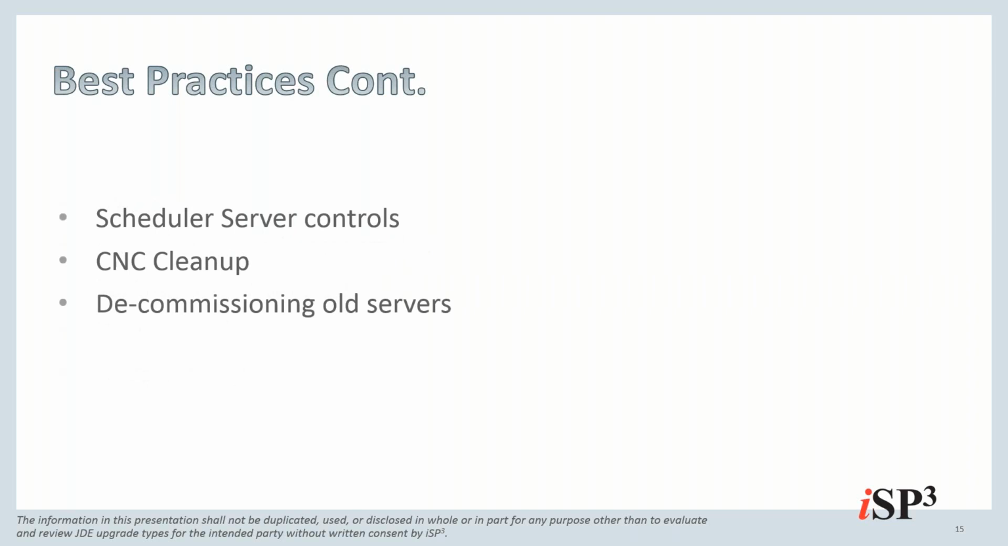Scheduler server controls, make sure you understand your scheduler server on 9.1 versus 9.2 and make sure it's controlled on go live weekend, that you stop it in 9.1 so that it doesn't update the business data control tables on the old side. CNC cleanup and decommissioning old servers, those are both kind of hand in hand. After everything has happened, clean everything up, because you want to make sure that if there is a process still looking to the old databases or old servers, you want to know about it, you want it to fail, you want to decommission everything and make sure that it's a clean cut straight over to 9.2.